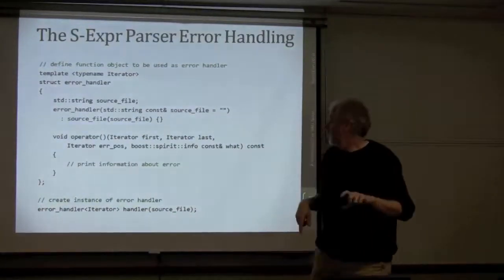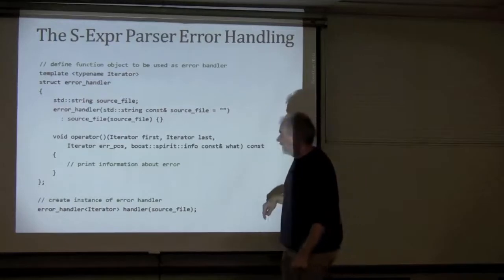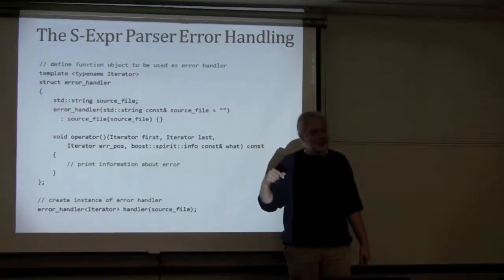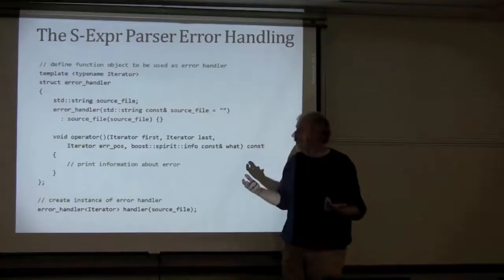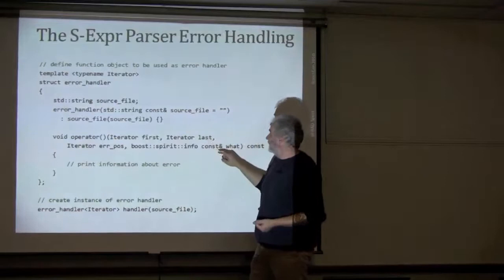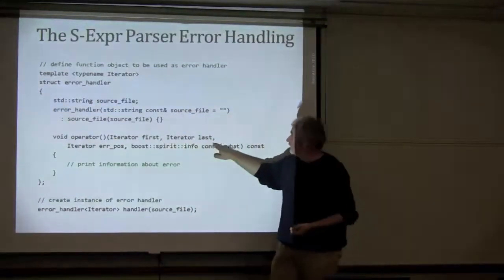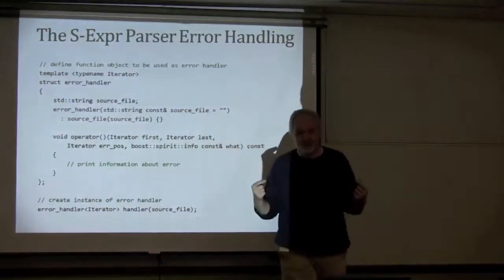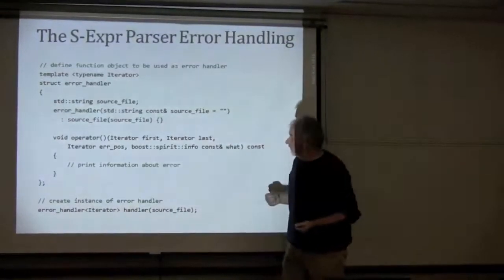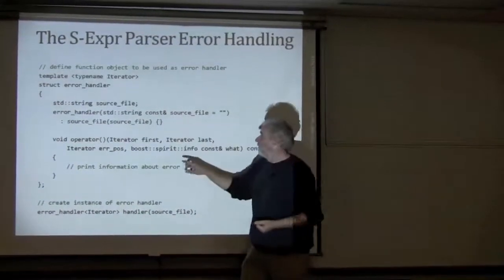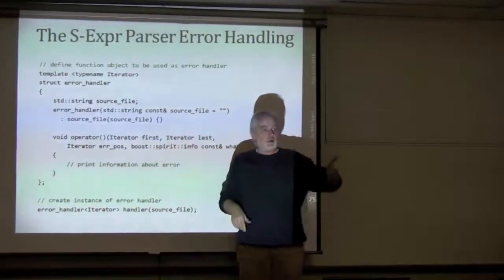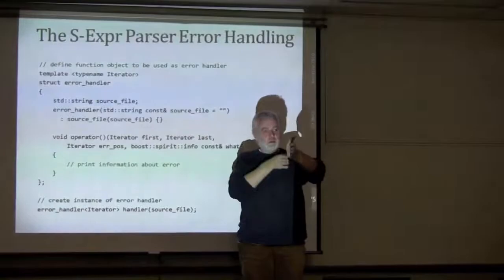The second thing is we have these expect operators everywhere. I showed you that. And what we do here on this slide is we define the error handler we want to invoke whenever an error occurs. This error handler is expected to expose a function, or it has to be a function taking four arguments. In this case, we define a function object which is doing that, and the four arguments are the following. The first one is an iterator pointing to the beginning of the current token I'm parsing.